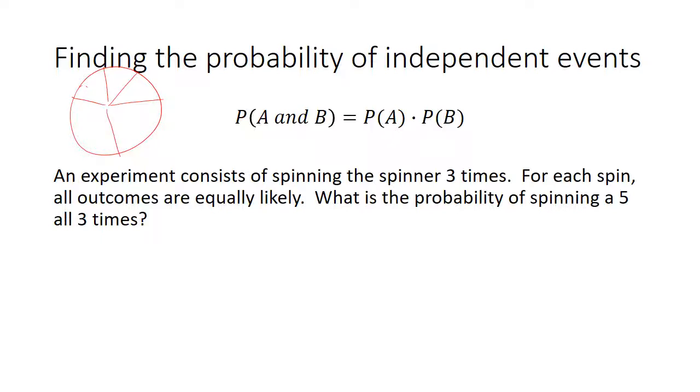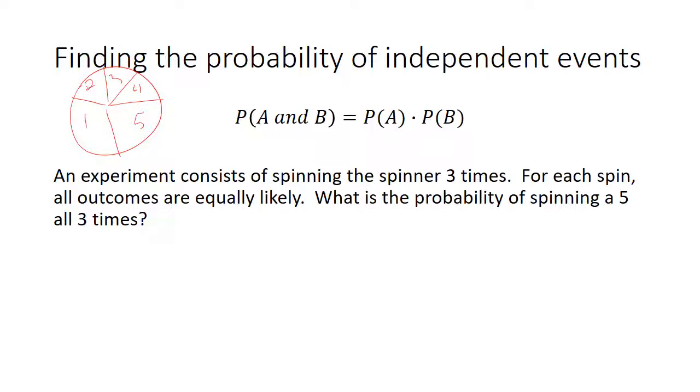Pretend those wedges are all the same. And we've got 1, 2, 3, 4, 5. In order for all the outcomes to be equally likely, the wedges would all have to be exactly the same size. So let's see what the probability of spinning a 5 all 3 times is if we're spinning our spinner 3 times. Now, when you spin the 5 the first time, you don't get rid of the 5. You keep spinning the same spinner.